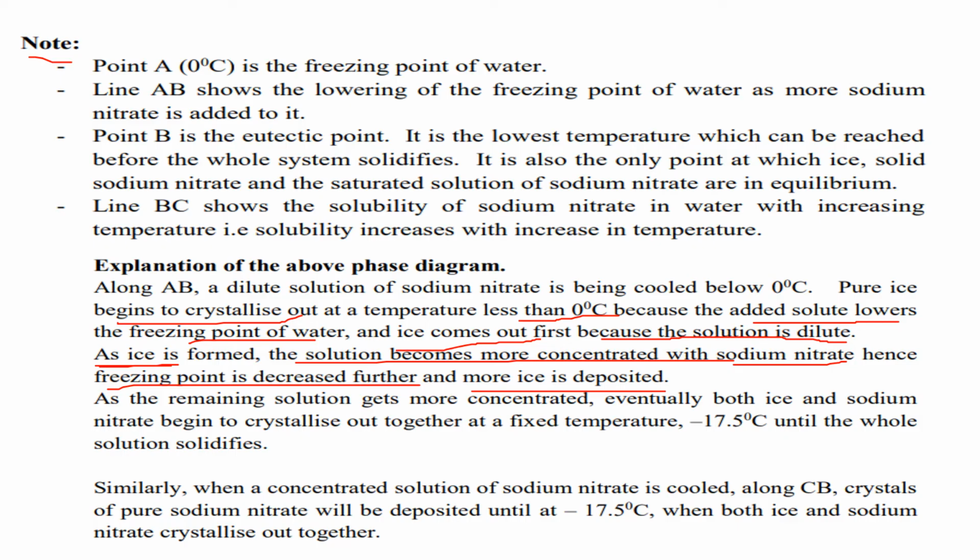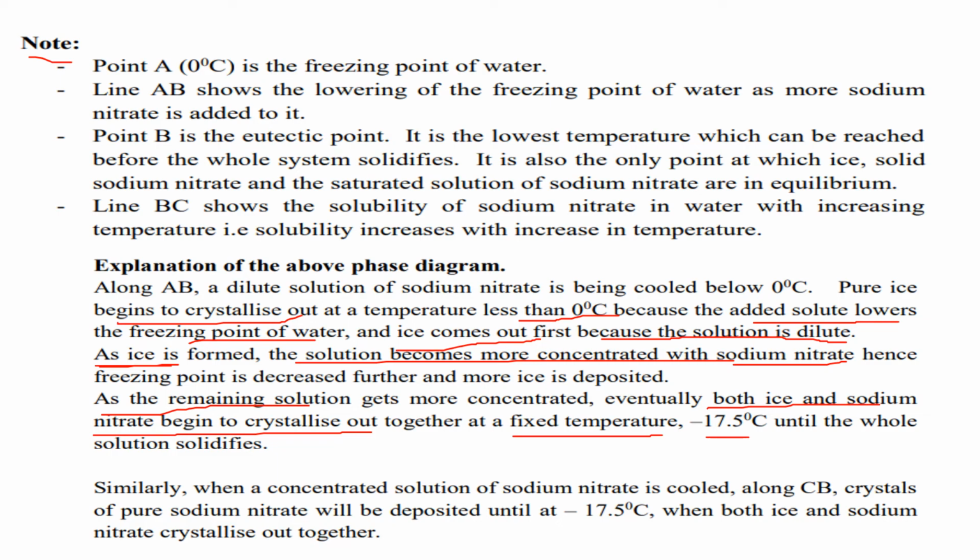Now we are saying that as the remaining solution gets more concentrated, eventually we reach an eutectic point, and that eutectic point is a point where both of them are going to crystallize out. That's why we are saying that as the remaining solution gets more concentrated, eventually both ice and sodium nitrate begin to crystallize out together, and this happens at a fixed temperature. That's why we are saying that negative 17.5 degrees Celsius is going to be our eutectic temperature.